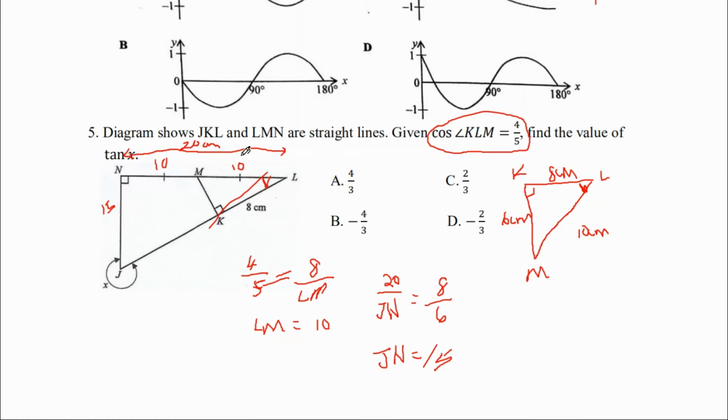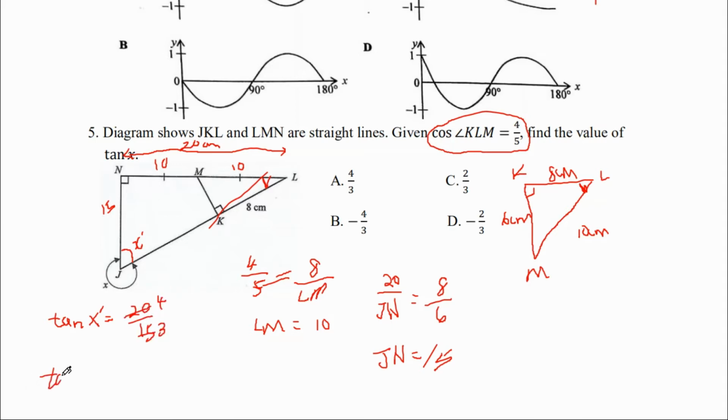Okay, so now we have to find the value of tangent x. x is outside of this triangle, so we use the angle inside it to represent. Let's say this is x prime. So tangent x prime equals TOA, opposite over adjacent. So 20 over 15. Simplify, 4 over 3.